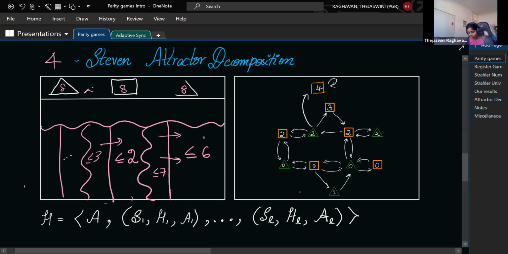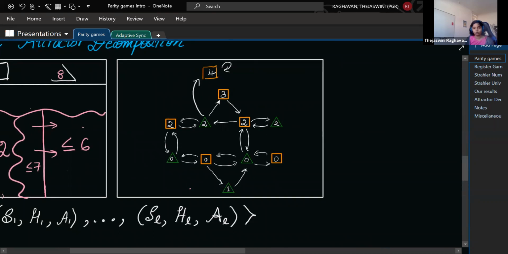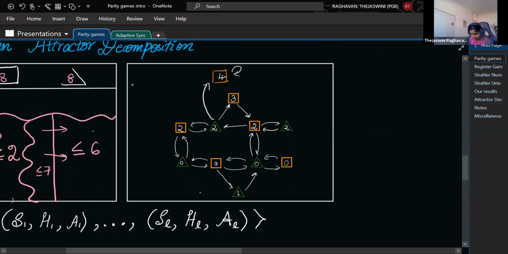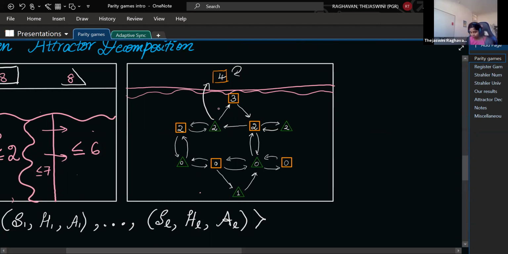Now, maybe it's good to look at this on an example, and that's why I have this here. So here we look at a 4 decomposition. We look at all the vertices of priority 4, and look at its attractor. It turns out that there is nothing in its attractor, because none of these vertices can be attracted there. In the rest of the graph, you want to partition it, as I said before, into winning regions with priorities at most 2 for Steven, which conveniently looks like this for us.